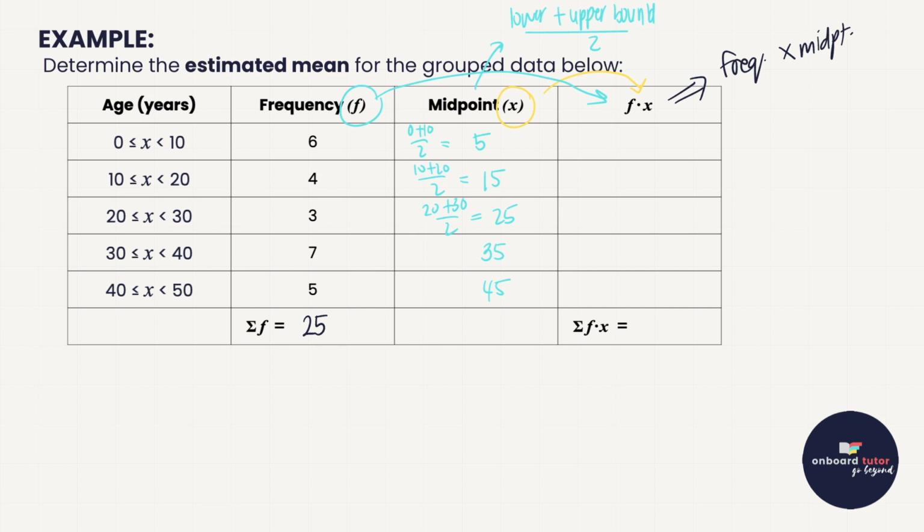So this one here is going to be my frequency of 6 times the midpoint of 5, which gives me 30. This one here, frequency of 4 times the midpoint of 15 gives me 60. And we're going to continue like that. Frequency of 3 times midpoint of 25. Frequency of 7 times midpoint of 35. And finally, frequency of 5 times midpoint of 45 gives me 225. Okay, so that is the frequency times the midpoint.